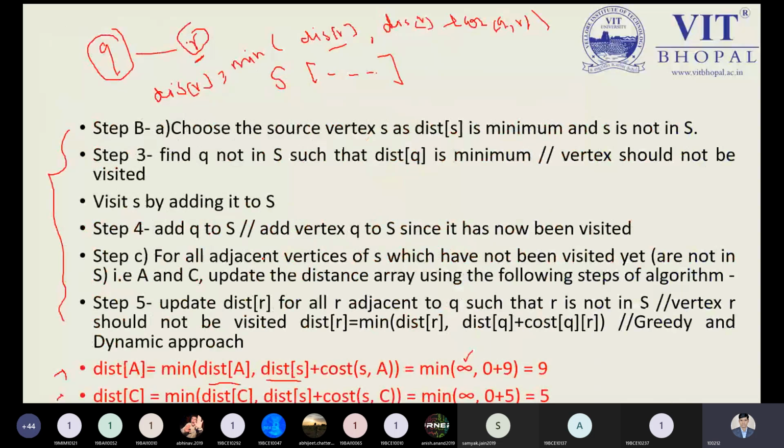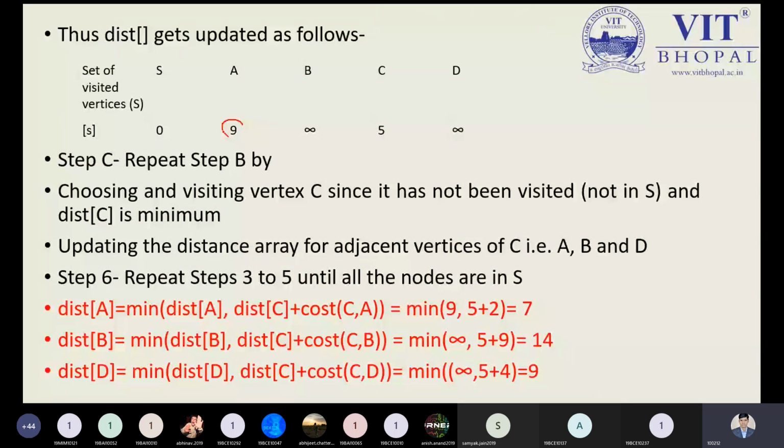Now see, here we have the 9 and here we have the 5, and the rest of the distances for B and D will be infinity because we have not covered or visited them. This is the point you need to keep in mind. Then shall I move ahead? Yes, sir. Okay, so if you don't have any problem till now, then I can move ahead.